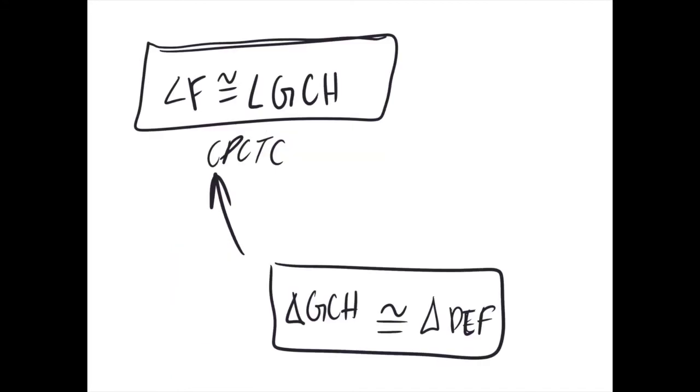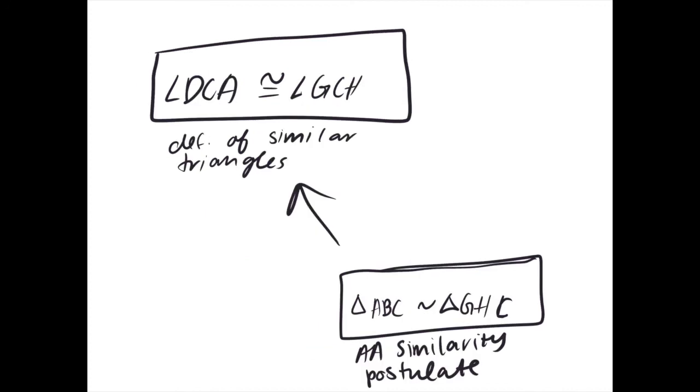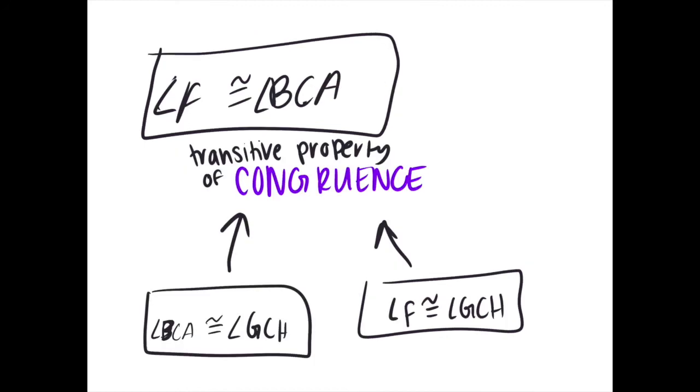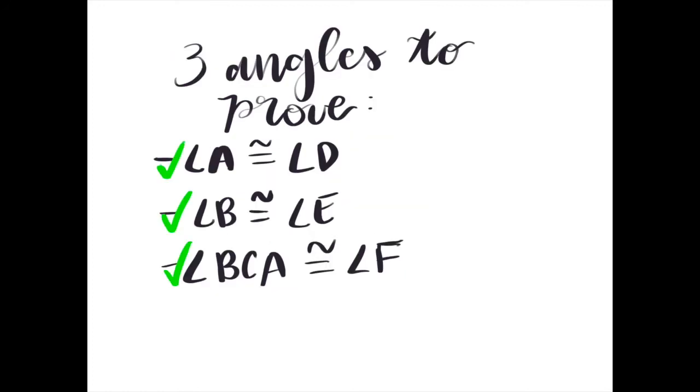So, like before, we can take that SSS congruency postulate statement that we've got going on over here. Use CPCTC to get angle F is congruent to angle GCH. Then we also have from the AA similarity postulate that angle BCA must be congruent to angle GCH because of the definition of similar triangles. Again, both of these angles happen to be congruent to angle GCH, which means that we can use the transitive property to show that angle BCA is congruent to F, the third and final angle we were trying to prove.